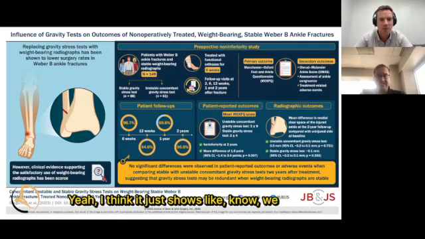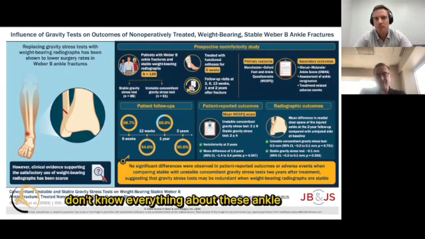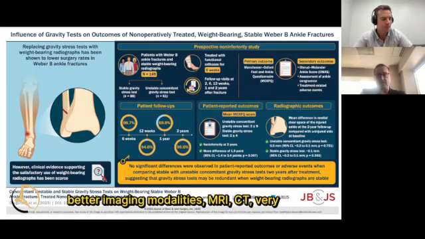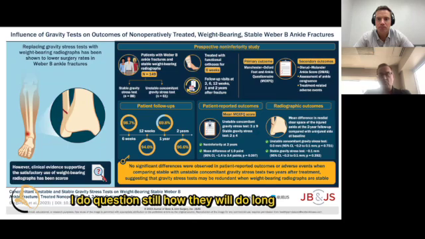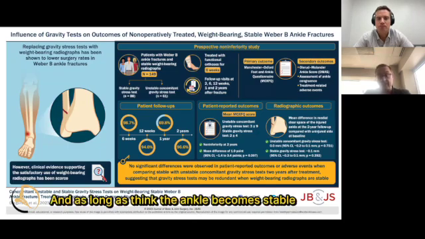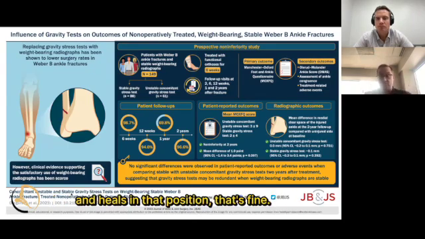Thoughts on this, Jan? Yeah, I think it just shows we don't know everything about these ankle fractures. We talked about the syndesmosis. The more we get to study it, we have better imaging modalities. MRI, CT, very readily available in most parts of the United States and Europe, for example. And I think, like you said, many of these patients do well, at least short term. I do still question how they will do long term. Yep. And as long as the ankle becomes stable and heals in that position, that's fine.